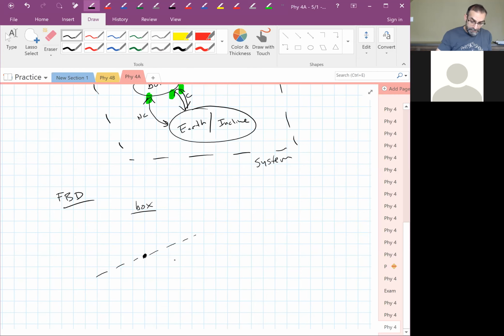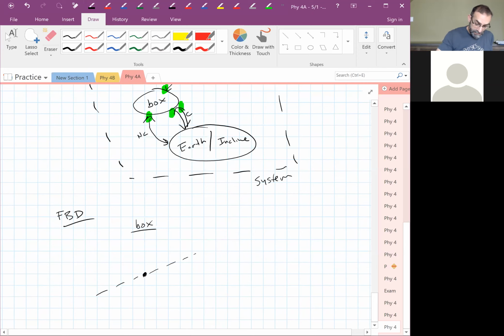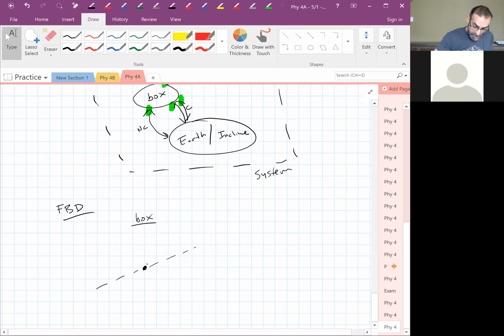The rope. And the rope is pulling up at an angle. So we can draw a force in here that represents the tension in the rope. And this is some angle phi with respect to the surface, the inclined plane. What else is touching the box?